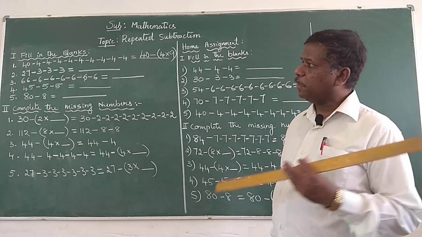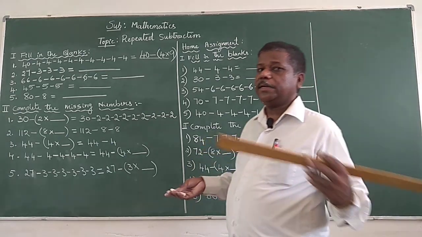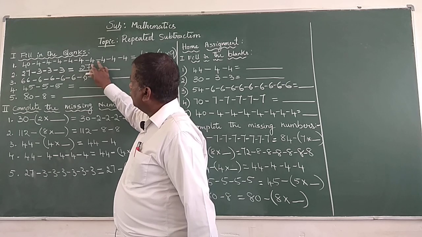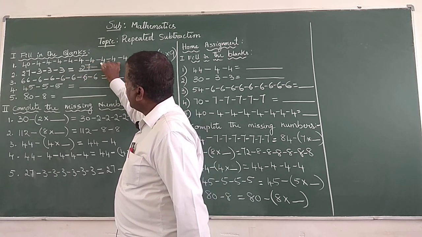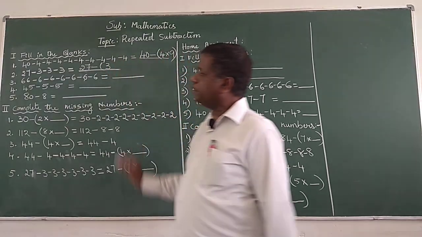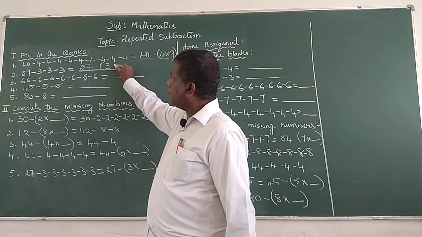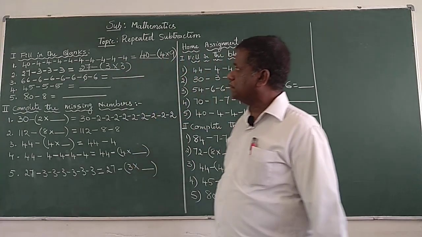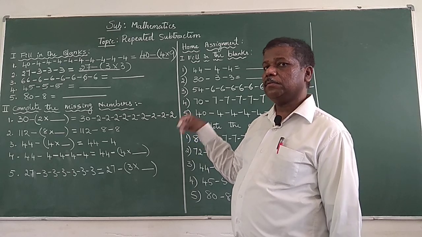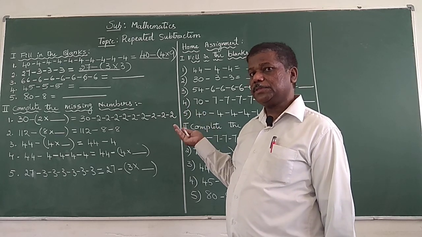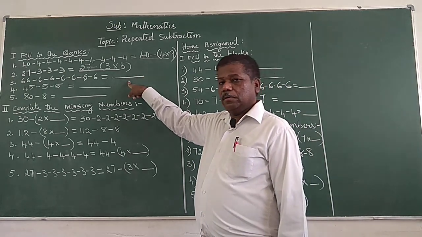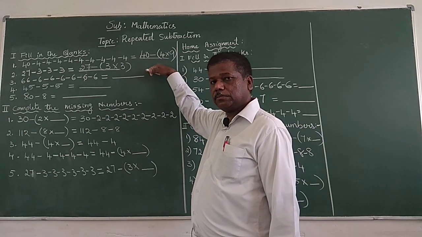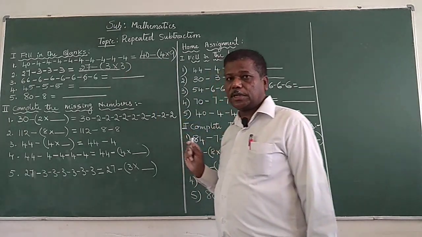How shall we write it as an expression? We can write it like this: 27 minus symbol, bracket open, 3 is the number which is subtracted. How many number of times? Multiply symbol 3 times. Shall we move on to the third question? Have you understood the first and the second question? Good. So let us move to the third question.